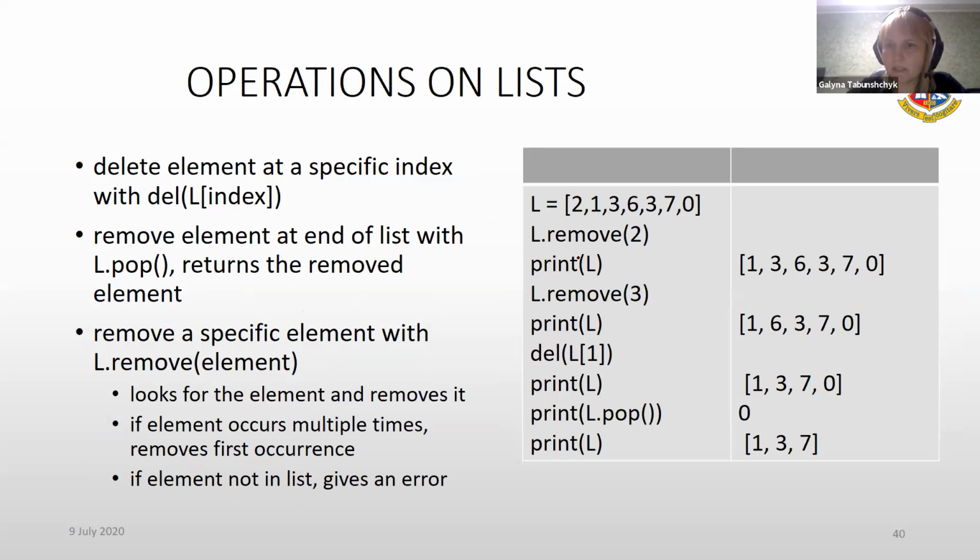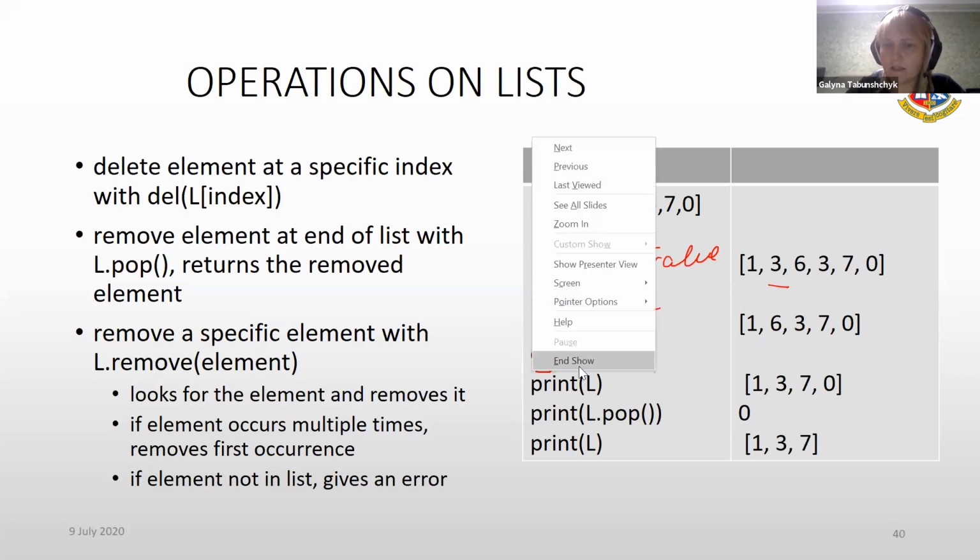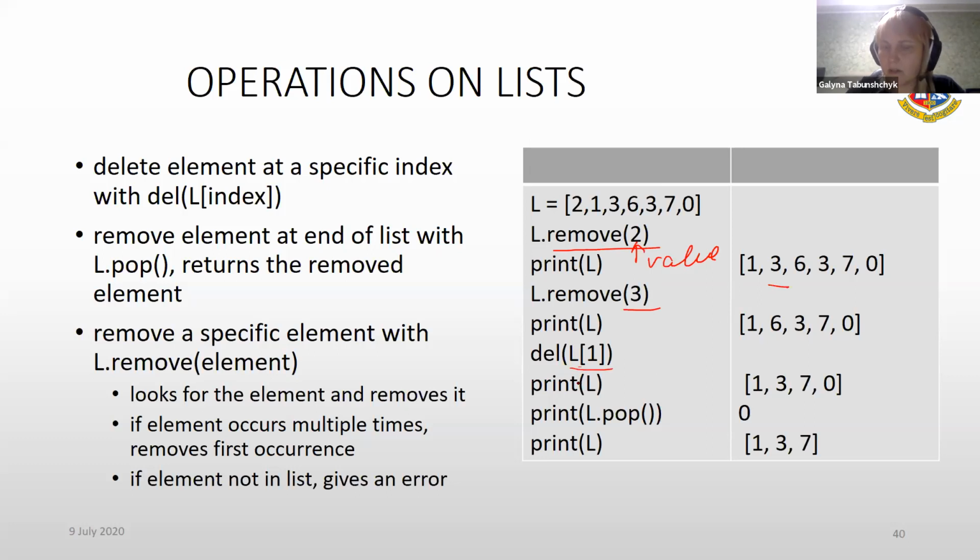To delete elements from the list, you could use three different possibilities. You could use the method remove. You ask to remove a value from the list. If there are several same values, the first one which it meets will be deleted. Also, you could delete the element by index from the list, or you could delete the last element from the list with the method pop. So three different possibilities to delete an element from the list.